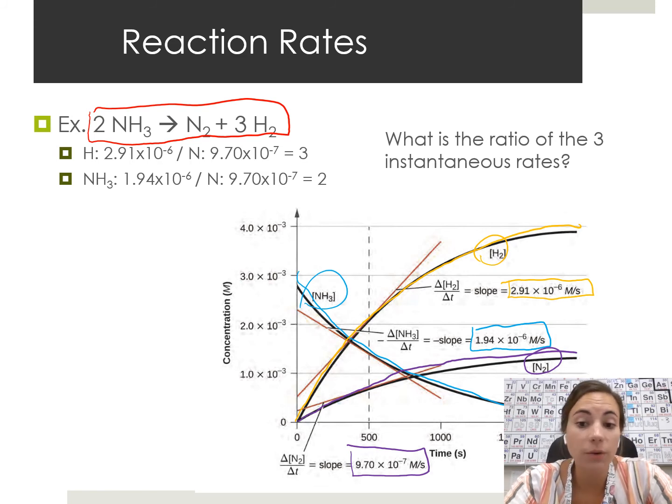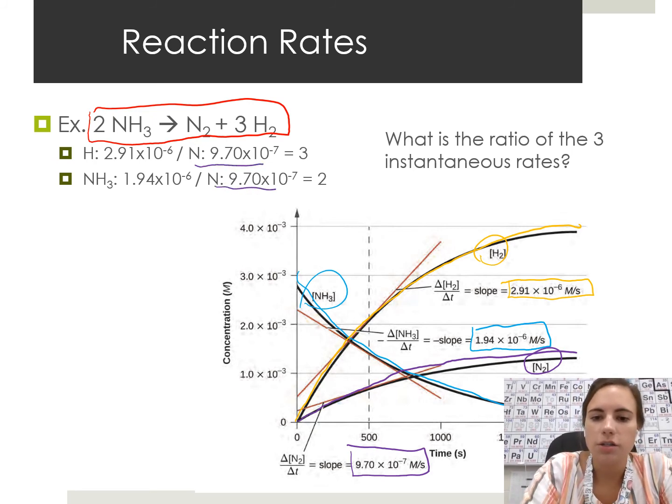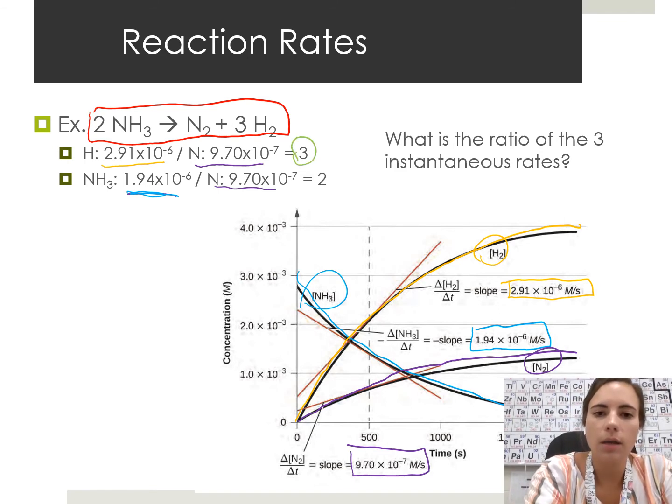So now I want to find their ratio. So in any ratio, I divide by the smallest. So here my smallest is nitrogen. So I divide hydrogen by nitrogen, and then I divide ammonia by nitrogen. And when I do that, I get 3 and 2. And of course, I didn't include here, but nitrogen divided by itself is, of course, 1.